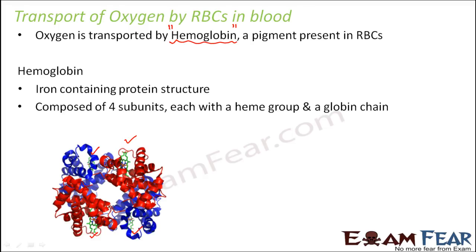Now the question is how hemoglobin carries oxygen. Oxygen binds to the iron which is present in these subunits. Each of these subunits has iron, and oxygen binds with this iron. Oxygen binds with hemoglobin to form a compound called oxyhemoglobin.